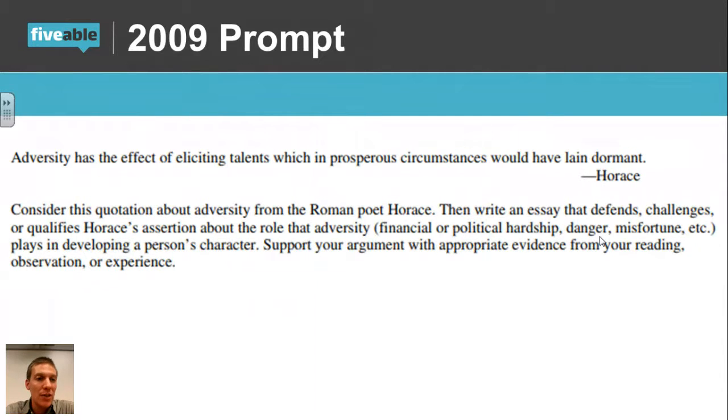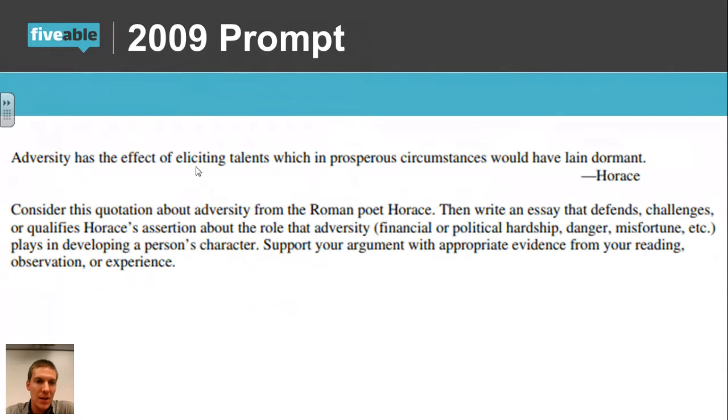Now it says, consider this quotation about adversity from the Roman poet Horace. Then write an essay that defends, challenges, or qualifies Horace's assertion about the role that adversity, financial or political hardship, danger, misfortune, etc., plays in developing a person's character. Support your argument with appropriate evidence from your reading, observation, or experience. Now, College Board was nice here. If you do not know what adversity is, they basically defined it or gave examples of it.